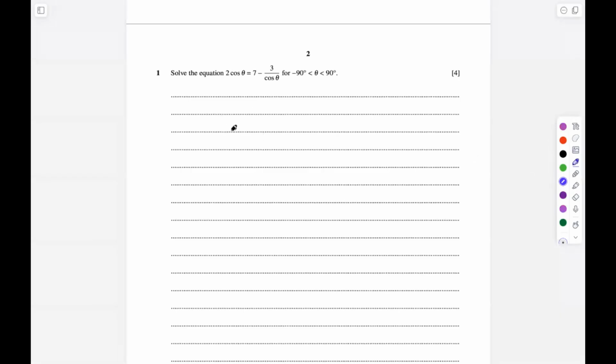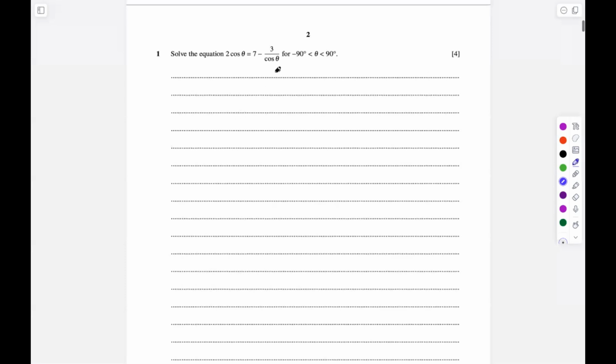In question 1, we have to solve the equation 2 cos theta equals 7 minus 3 upon cos theta, for theta greater than minus 90 and less than 90. In the first step, we'll take the LCM on the right hand side. So this will become 7 cos minus 3 upon cos.